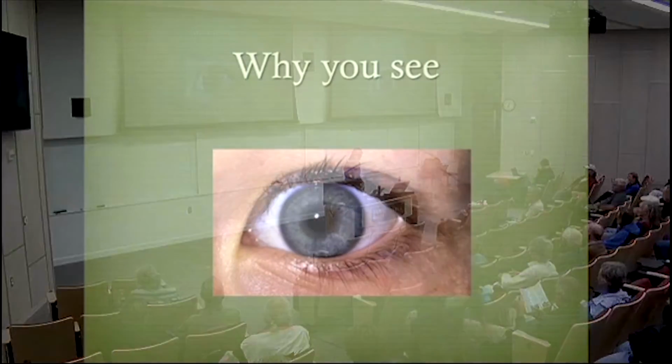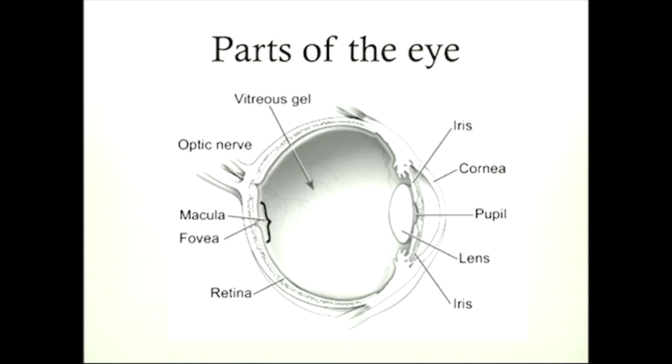So first off, let's talk about why we see. So we're going to go a little bit over the parts of the eye. You can envision that the eye is basically a camera. The eye is the camera that gives you that sense of vision.